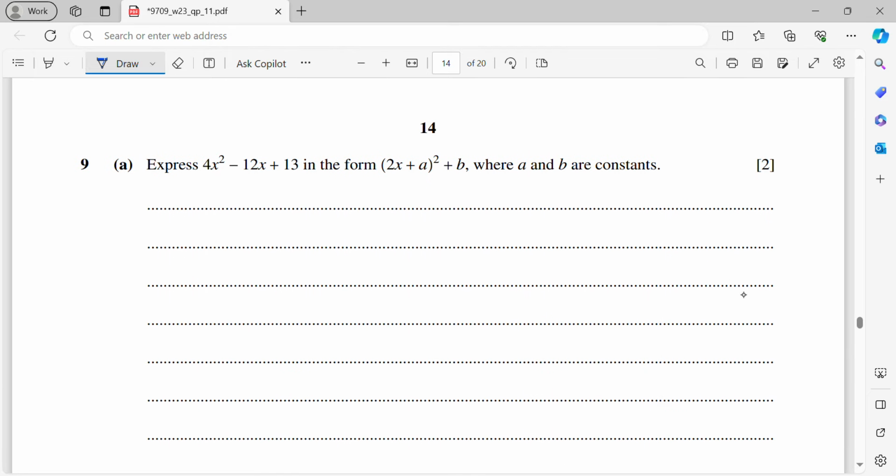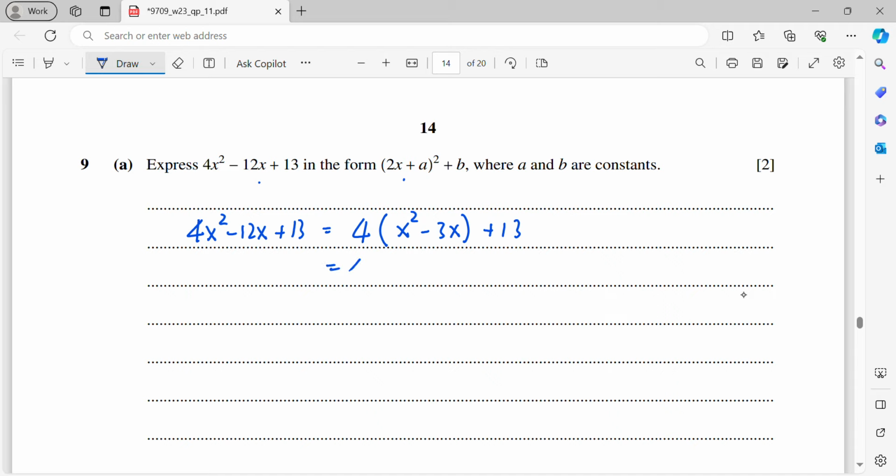Okay, next question 9a. Express this quadratic in this form where a and b are constants. To get the completed square form, we need to carry out the completing the square method. According to this method, you must get the coefficient of x squared to be 1. So it means that we need to factorize the 4. So I will factorize 4 from the first two terms. You will be getting x squared minus 3x, then plus 13 at the back.